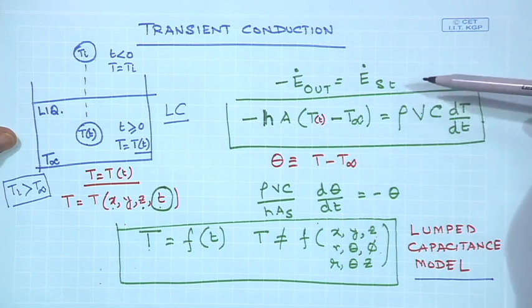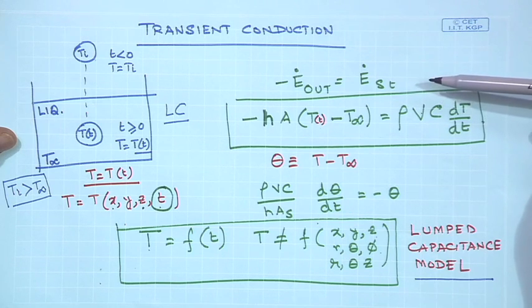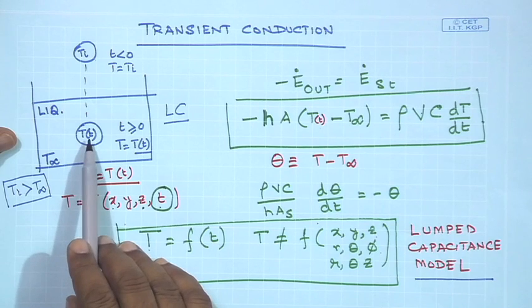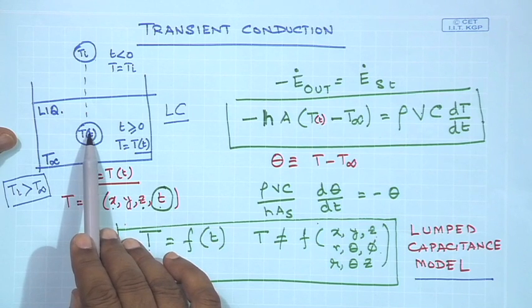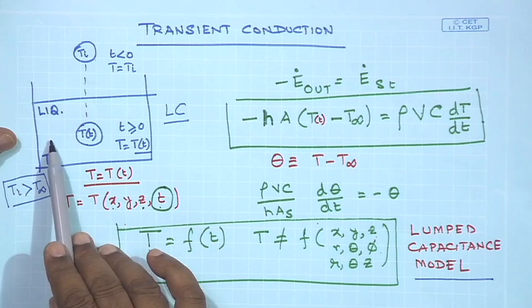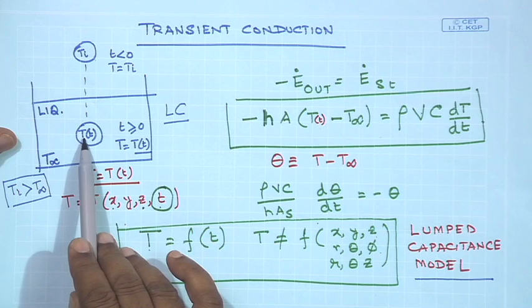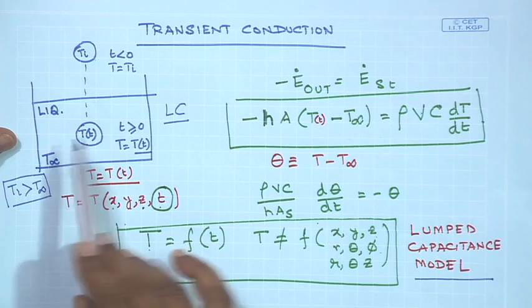If we write the governing equation, E dot, that is the rate of energy in minus rate of energy out plus any generation in the system must be equal to the energy stored in the control volume. However, in this case there is no energy which comes into the control volume since its temperature is higher than that of the surrounding fluid. So, energy will go out of this solid object through a convection process.